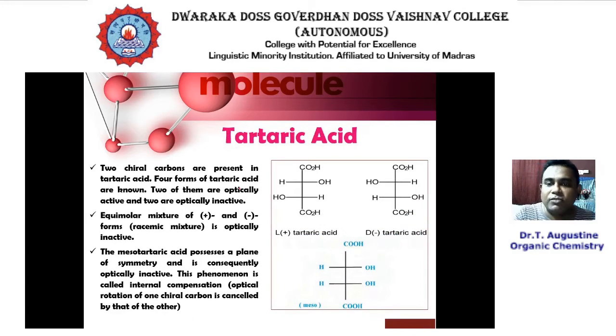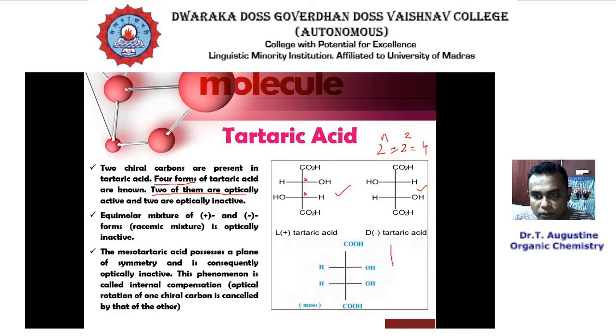Tartaric acid is a very interesting and very important example in understanding the stereochemistry of compounds. In tartaric acid, two chiral carbons are present. Therefore, four forms of tartaric acid are possible according to the formula 2 power n. In this case, n is equal to 2. Therefore, we can have four stereoisomers for tartaric acid. Two of them are optically active, which is shown here, and two of them are optically inactive.